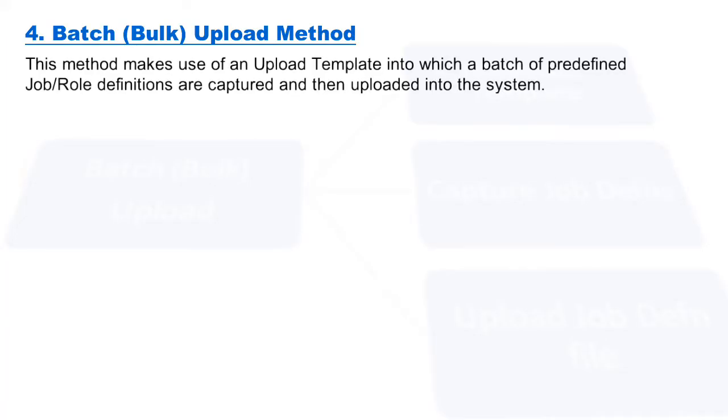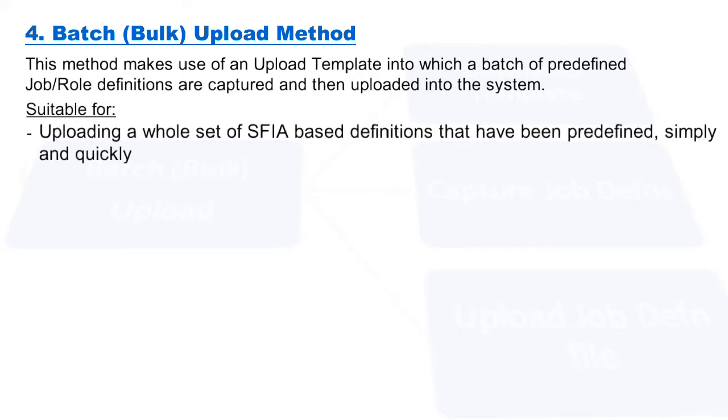The batch bulk upload method. This method makes use of an upload template into which a batch of predefined job role definitions are captured and then uploaded into the system. This method is suitable for uploading a whole set of Sophia-based definitions that have been predefined simply and quickly.